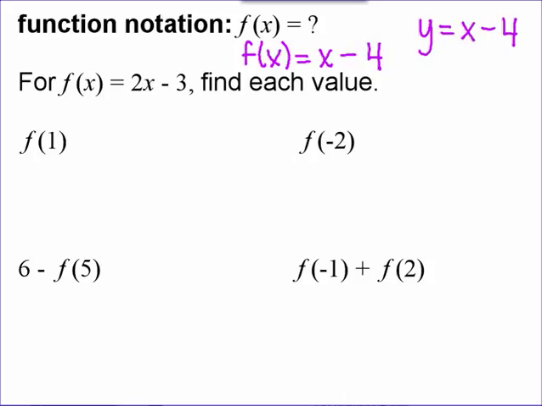Very last thing we're going to do then is we're going to plug these values in. And we've got a couple of these we're going to look at. This one says for f of x equals 2x minus 3. So remember again, what this means is this just means y equals 2x minus 3.